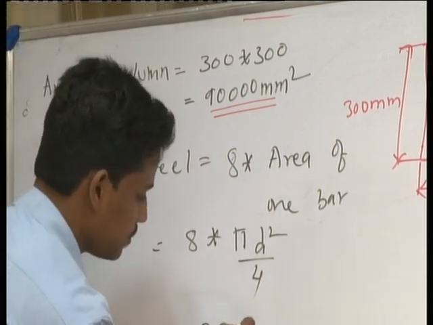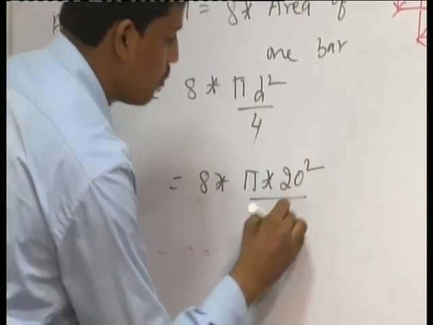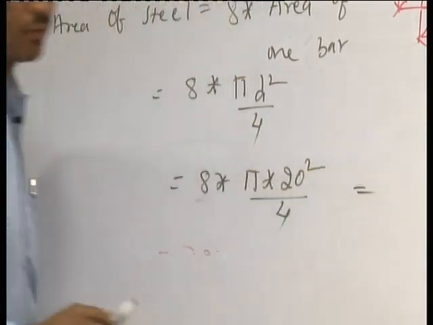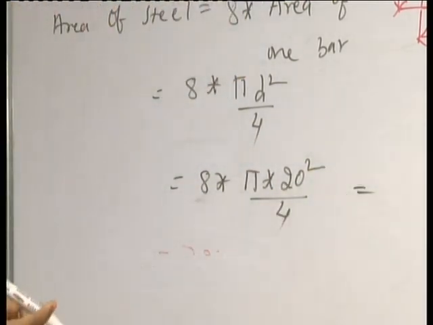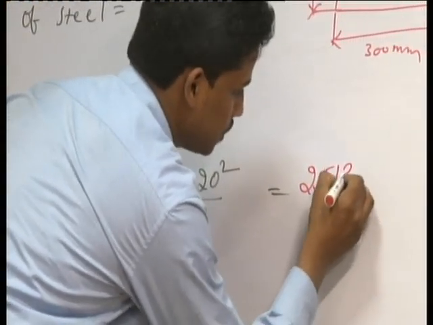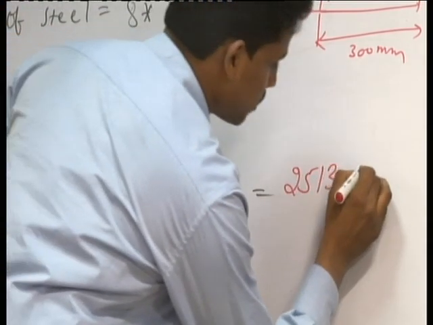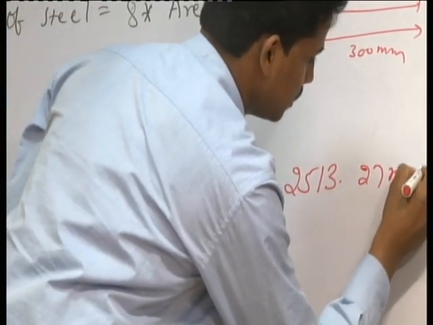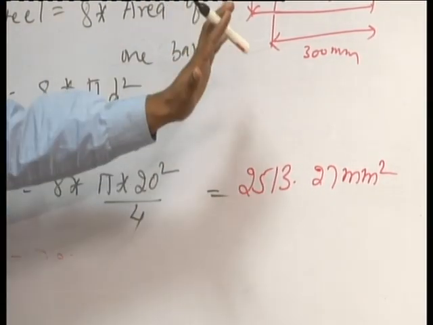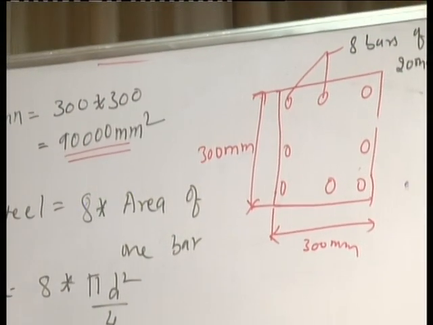So 8 into pi d square by 4, with d equal to 20 mm, we will get the area of steel as 2513.27 millimeter square. This is the area of the steel provided in this column.